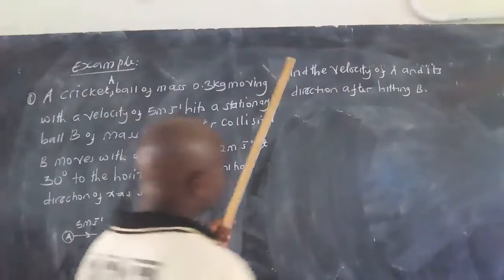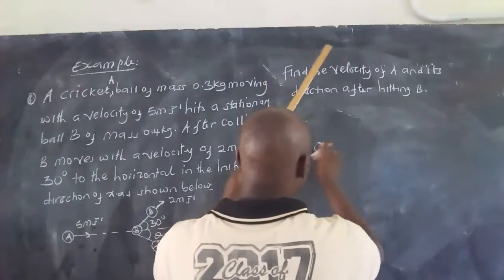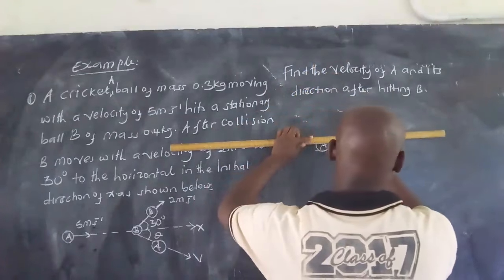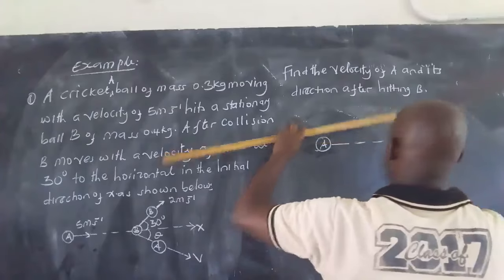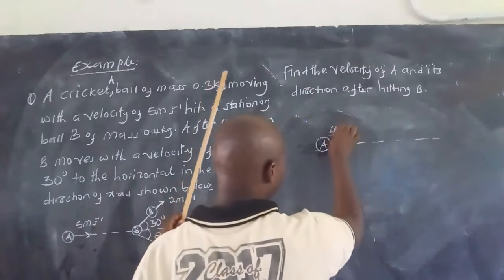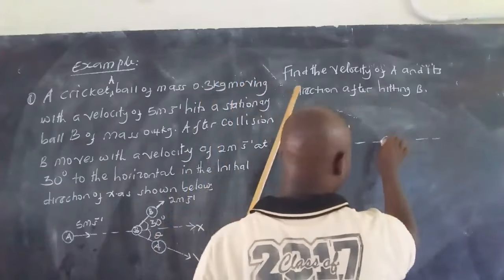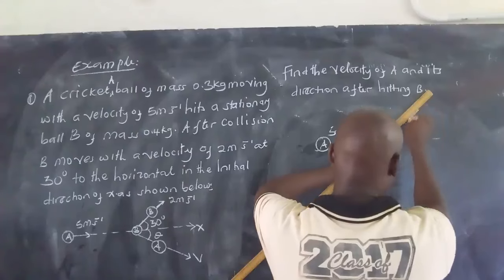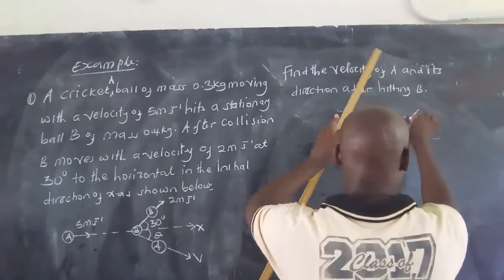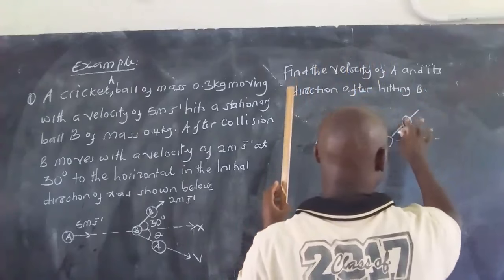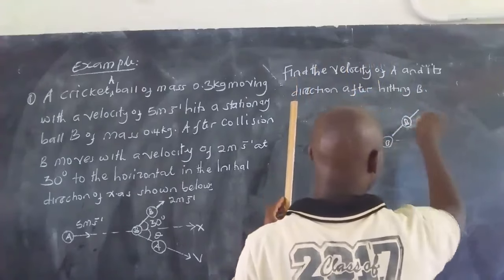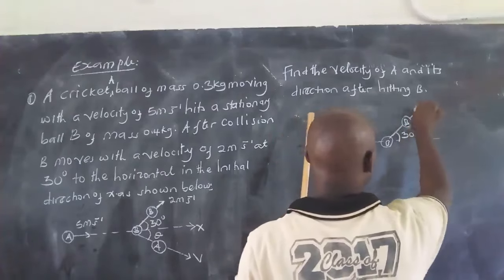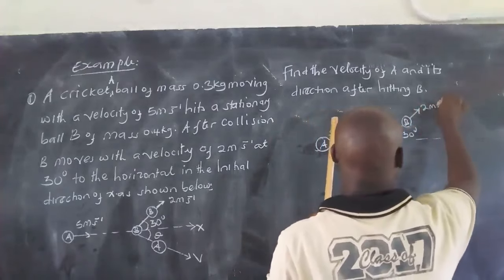So we draw the diagram again. We have this: A moving like this, with a speed of 5 meters per second. Then the other moves up like this. A goes here, and B goes there. The direction is 30 degrees, and the velocity is 2 meters per second.